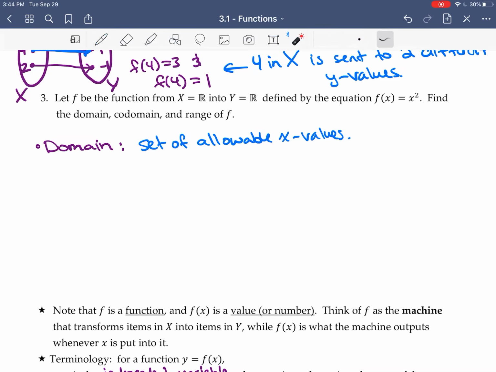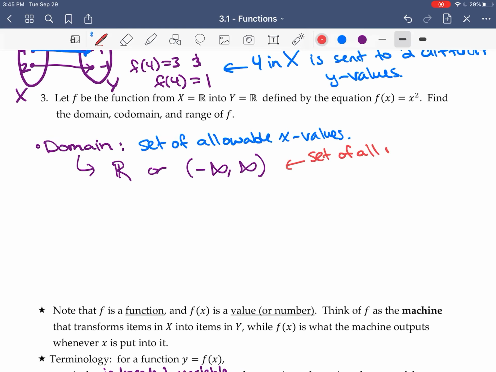So you want to look at your function equation and say, are there any x values that I could not plug in here? Okay, and when you have a square, you can square any number. So any number I can plug in there, and I'm going to square it, and I'm going to get a y value or an f of x value. Okay, so that means that the domain, there's no bad x's, so the domain is going to be equal to the set of all real numbers. Okay, so it's going to be boldface R, or in interval notation, negative infinity to infinity.